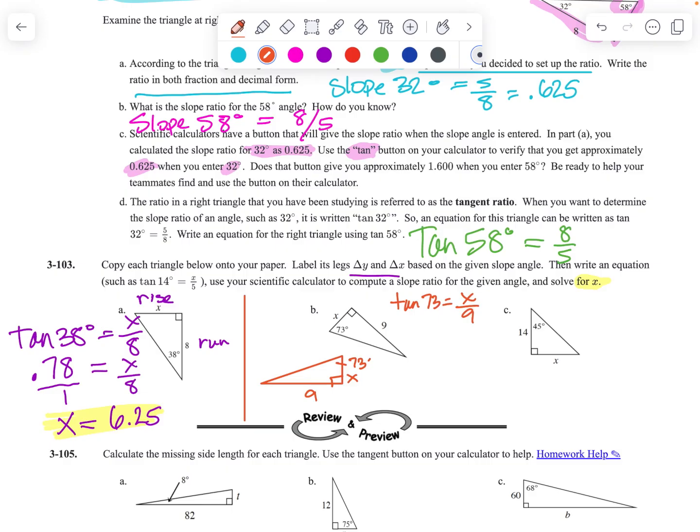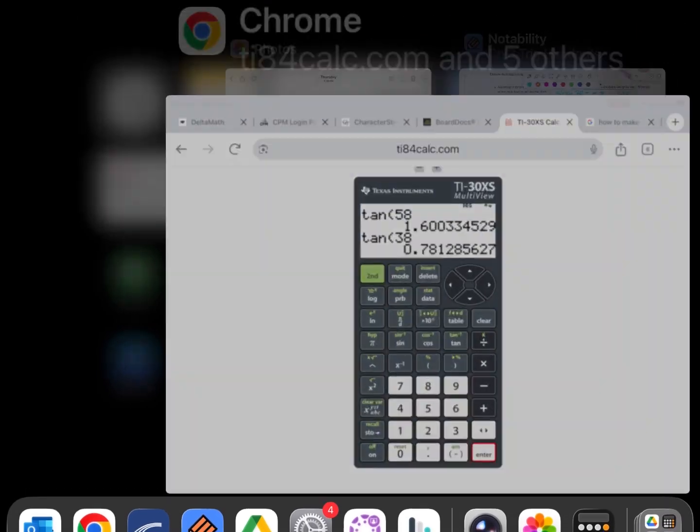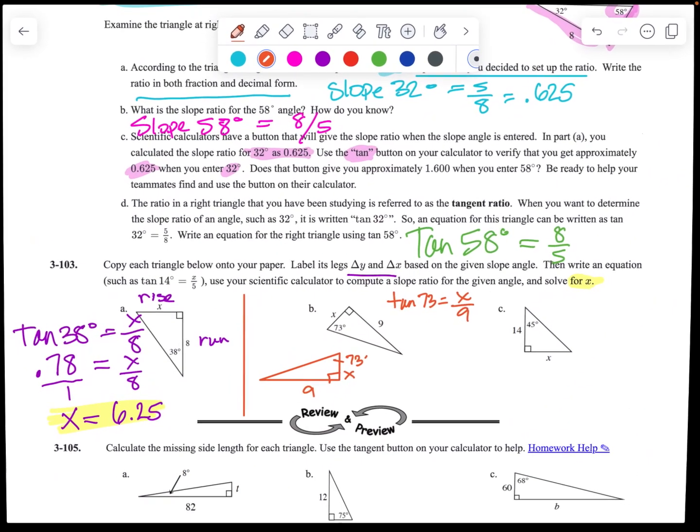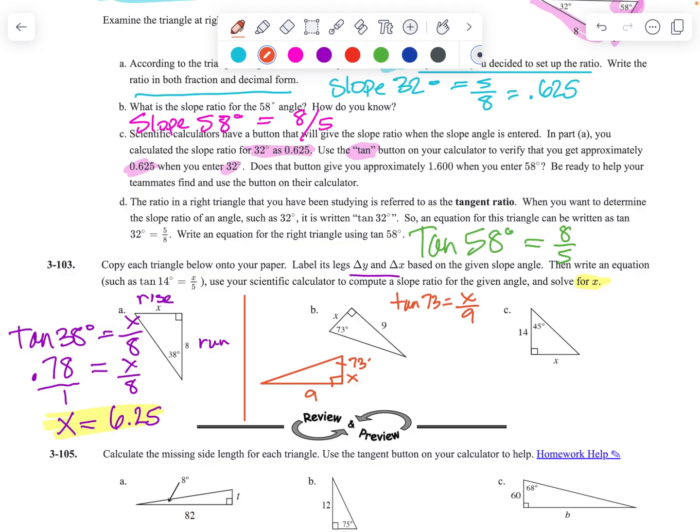Then I'm going to go to my calculator. I'm going to find the tangent of 73. Tangent 73 equals 3.27. So I'm going to write that down on my paper. 3.27 is equal to x over 9. Once again, if I have a decimal, I can put it over 1. If I put it over 1, now I can cross multiply it. Okay, so when I cross multiply, I get x equals 3.27 times 9 on my calculator.